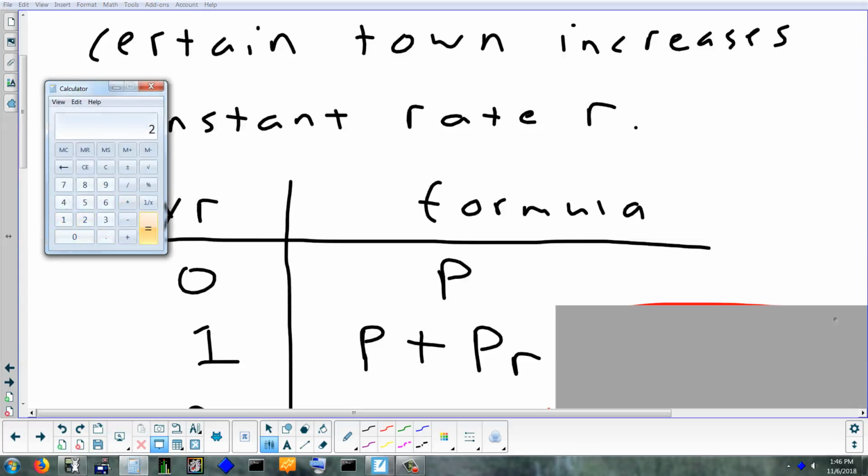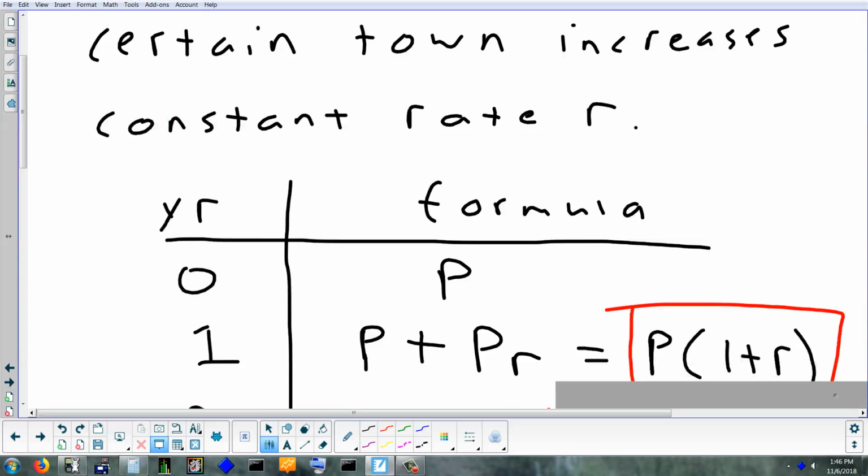Now, I just want to rewrite that because I can factor something out. What can you factor out of P and PR? Yeah. Factor out a P. So you get P times 1 plus R. That is our new population. Okay, the population isn't P anymore. It grew. What did it grow to? What's in the red box?